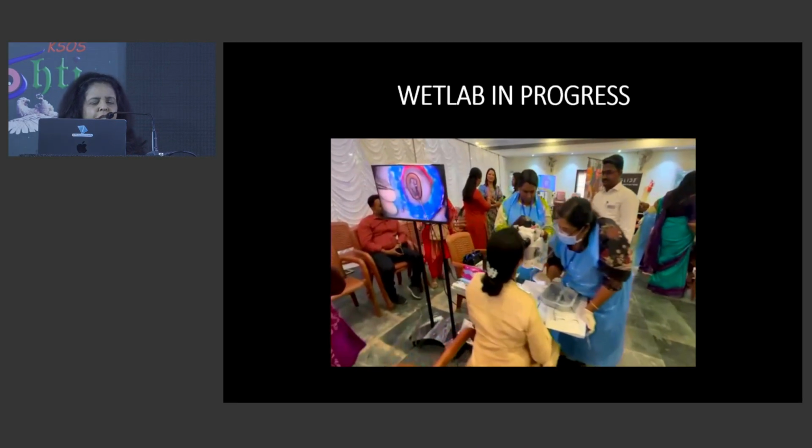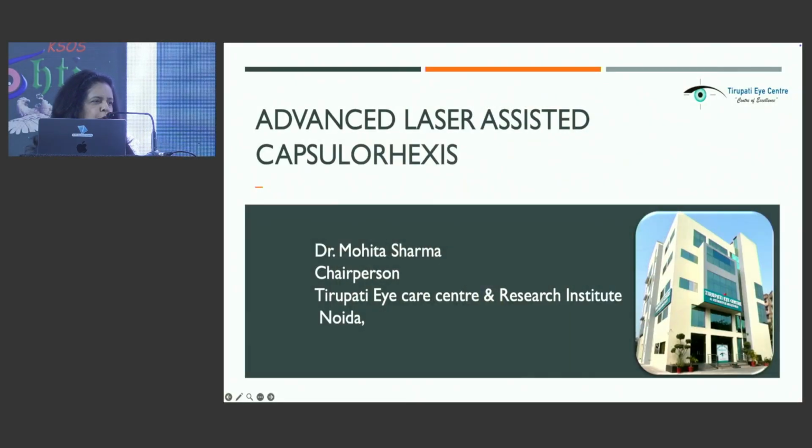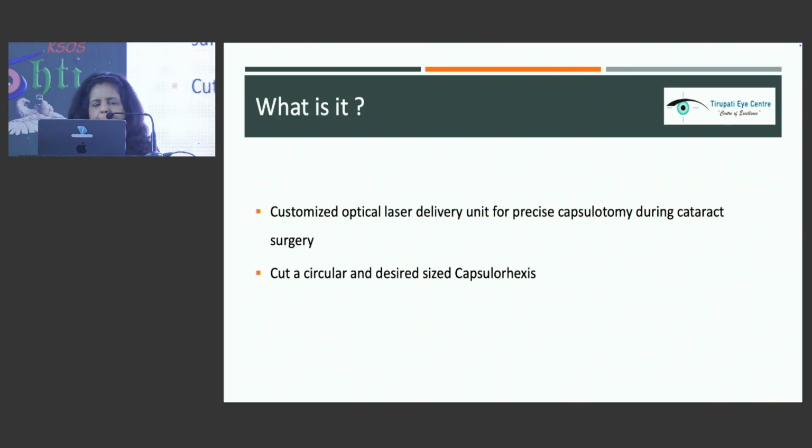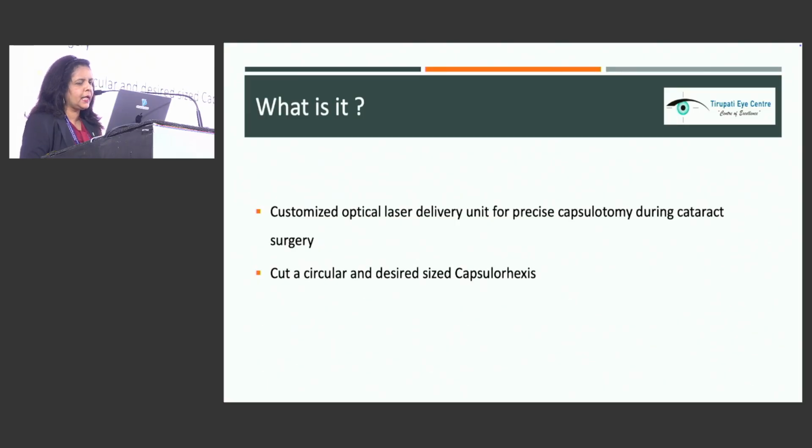Good morning, everybody. After hearing a lot about cataract and what all can be done in various types of cataract surgeries, I'm introducing a new technology to you, which is called advanced laser-assisted capsulorhexis. Now, what is this advanced laser capsulorhexis? It is a customized optical laser delivery unit for a precise capsulotomy during cataract surgery.